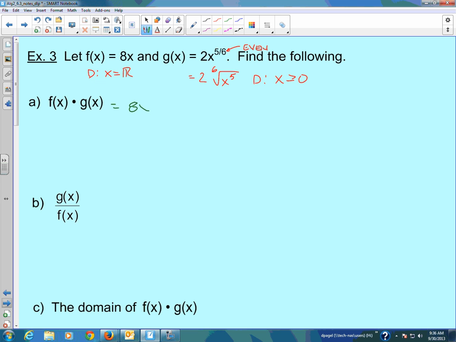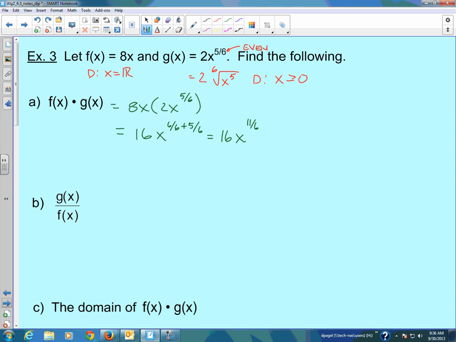So we have 8x times 2x to the 5/6 power. This gives me 16x. Now, x to the 1 is 6/6, and I'm going to add 5/6. So I get 16x to the 11/6.